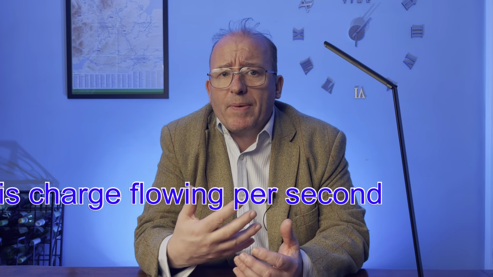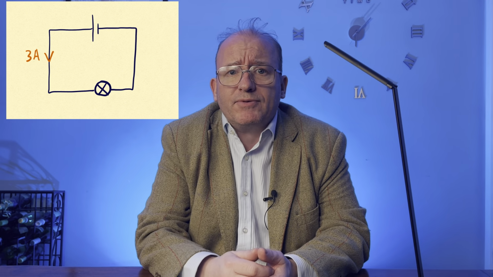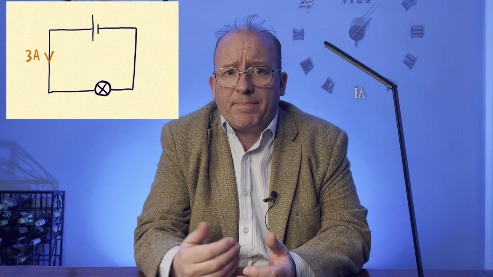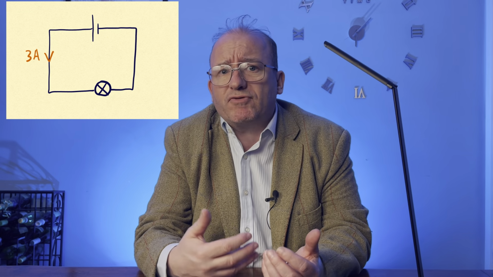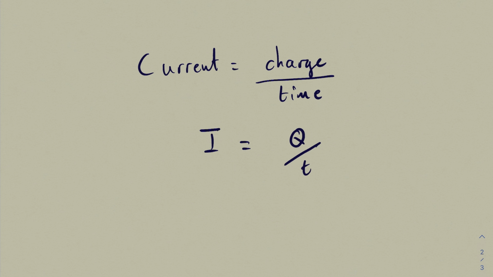Current is the rate of flow of charge, or the charge flowing per second. Look at this circuit. We have a current of 3 amps flowing from the cell to the lamp. This means that 3 coulombs of charge are flowing every second. In equation form, it looks like this. Current equals charge over time, or I is Q over T. Let's use this equation in a couple of examples.